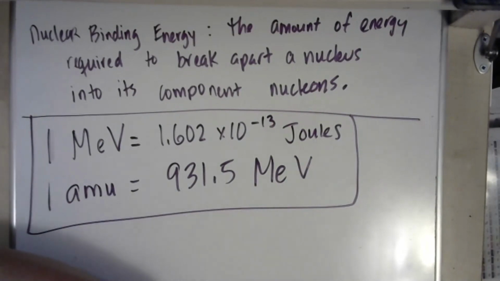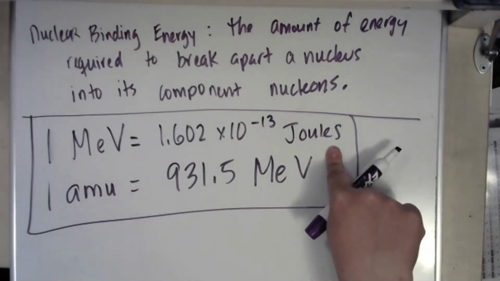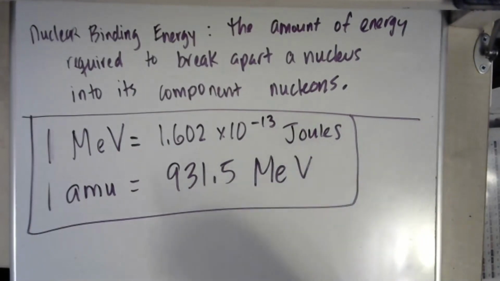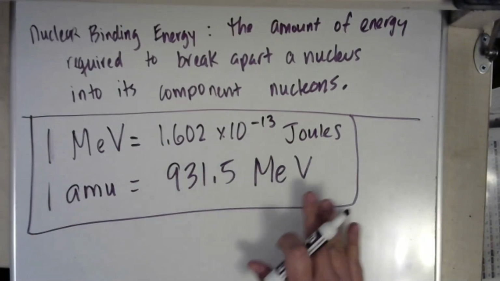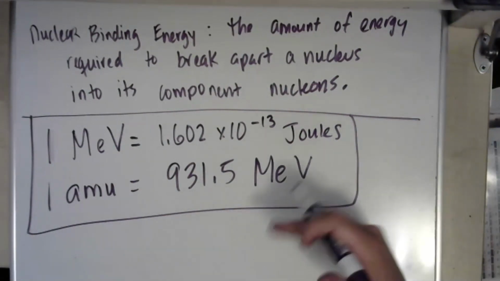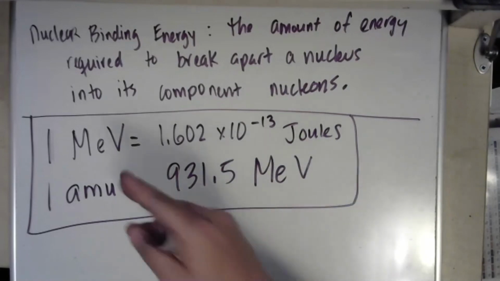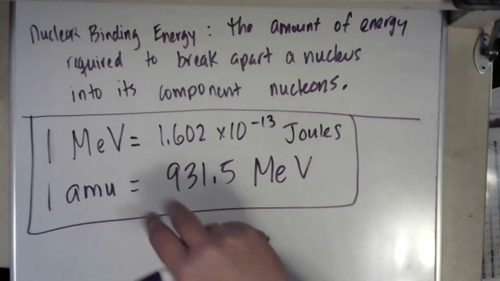So you can report nuclear binding energy as a value in joules or as a value in mega electron volts. If you're asked to calculate the binding energy per nucleon, you're then going to have to take the mega electron volt value that you calculated and divide it by the number of nucleons in that atom. So if we were looking at helium, helium is 2 protons and 2 neutrons, so that's a total of 4 nucleons. So we would take our value and divide it by 4.